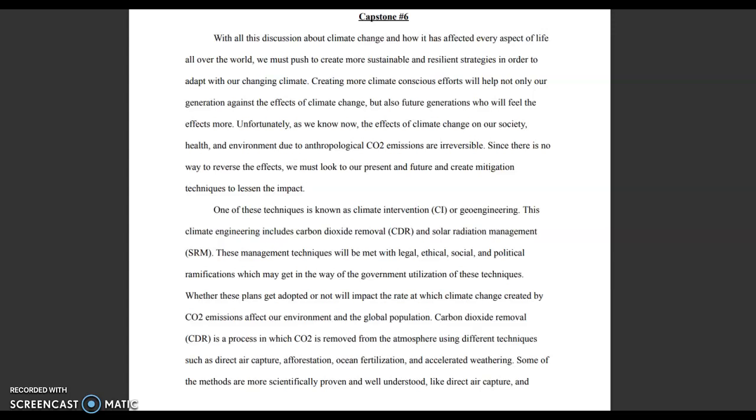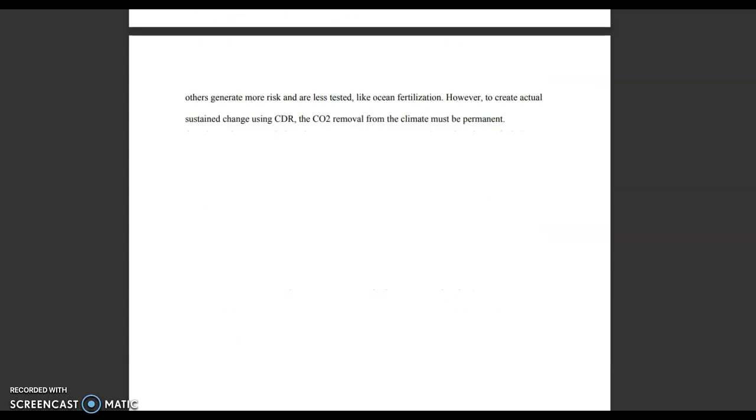Carbon dioxide removal is a process in which CO2 is removed from the atmosphere using different techniques such as direct air capture, afforestation, ocean fertilization, and accelerated weathering. Some of the methods are more scientifically proven and well understood, like direct air capture, and others generate more risk and are less tested, like ocean fertilization. However, to create actual sustained change using CDR, the CO2 removal from the climate must be permanent.